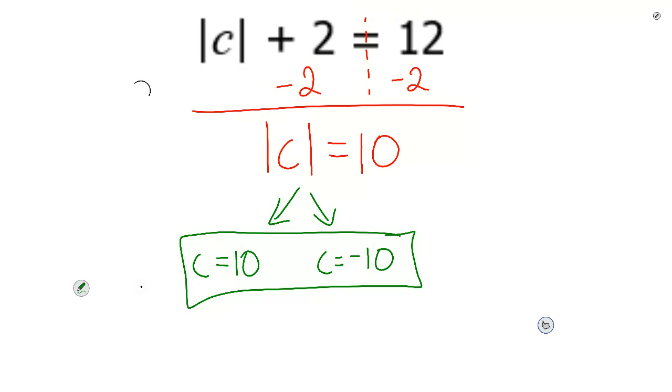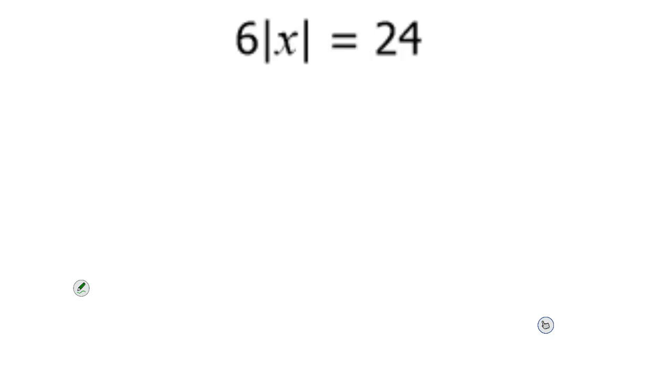Okay, so we'll do a couple more of these and we'll talk about different ways you might have to get that absolute value isolated. So once again, we have that 6. That 6 right here is on the outside of my absolute value bars. If it's on the outside of the absolute value bars, it has to go. We cannot have things on the outside of our absolute values when we are trying to solve these. Anything on the outside has to go.